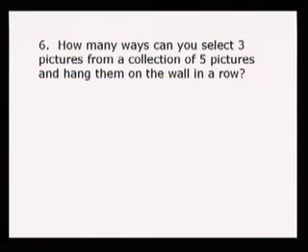How many ways can you select 3 pictures from a collection of 5 pictures and hang them on the wall in a row? So when you arrange these pictures in different ways, that is considered a different outcome. So how many ways can you select 3 pictures and hang them on the wall? How many different arrangements, or how many different permutations now, right? Because if I arrange the pictures in a different order, that is considered a different outcome. So in this case, it will be 5P3, permutation of 5 takes 3. Okay? Good.